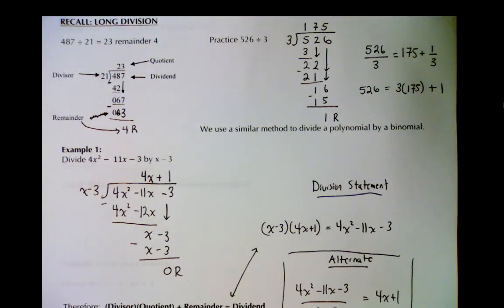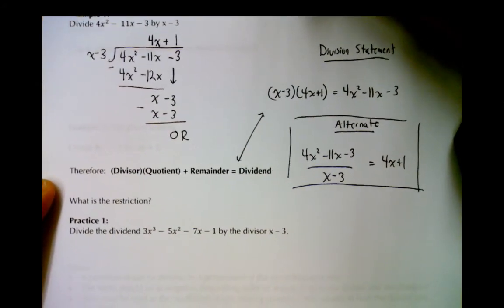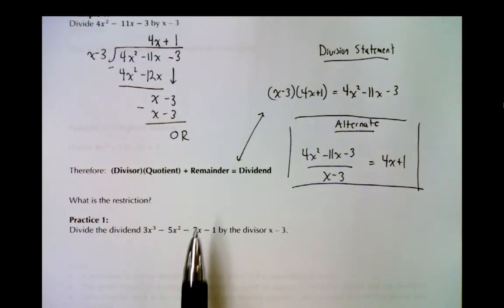So what I get you to try to do now is try your own division question. Divide this polynomial by this divisor, and then check your answer to see if you did it right.